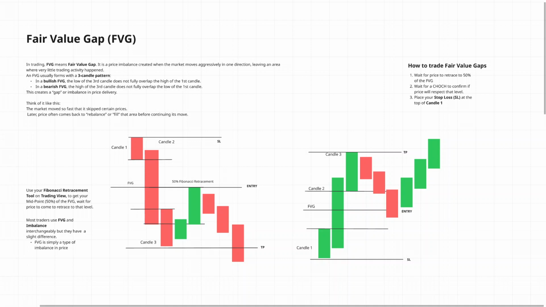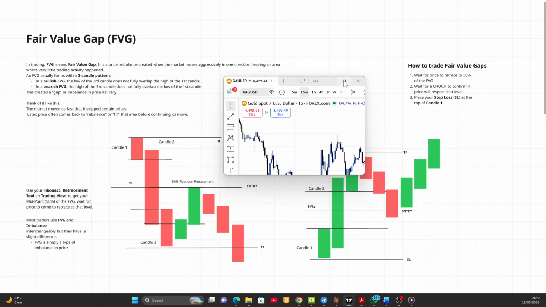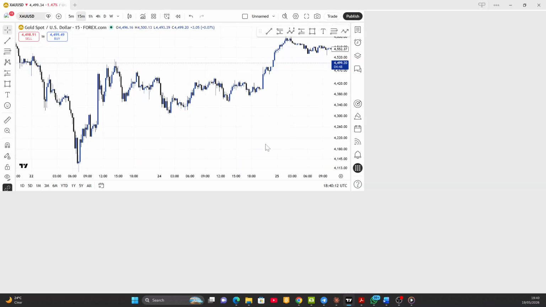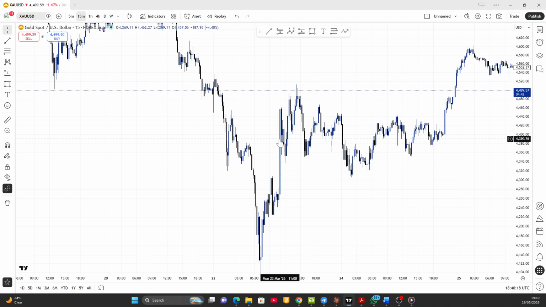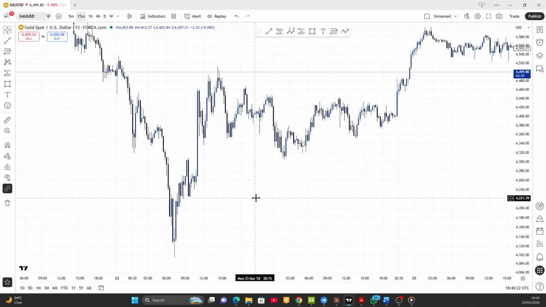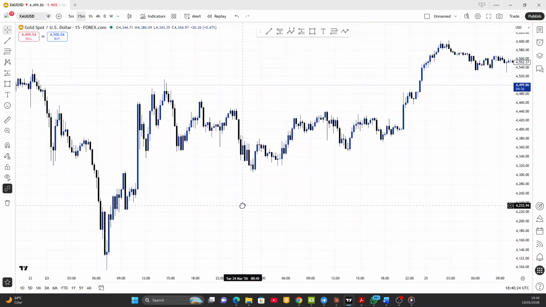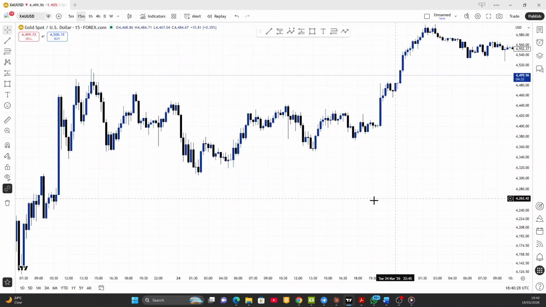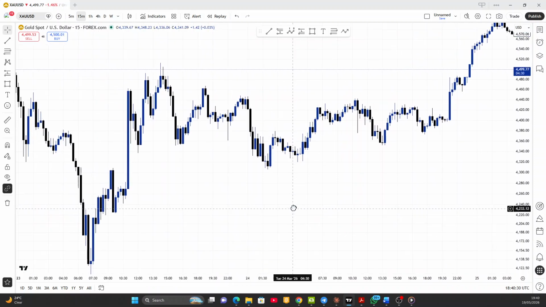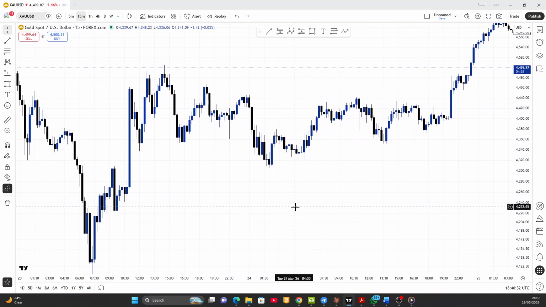So I'm going to open TradingView right now. All right, so this is TradingView. Now on this chart, we are going to see the 3 candle formation which we spoke about.